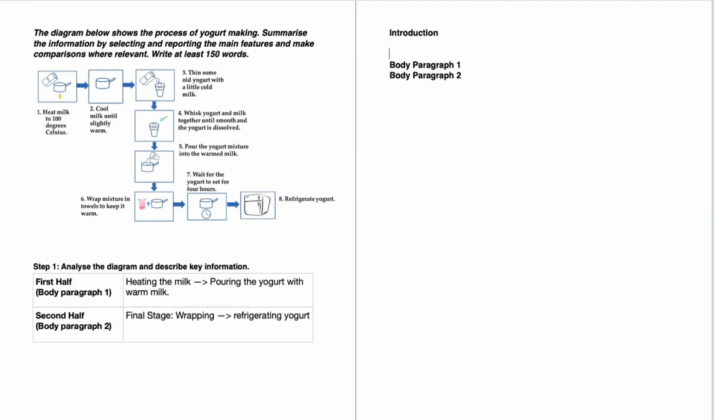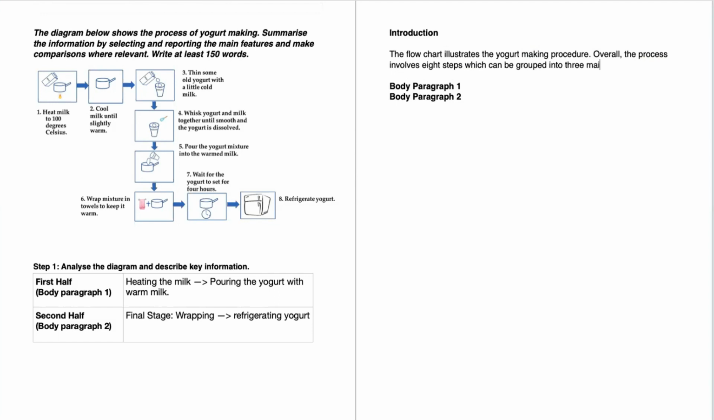So if you remember correctly, the first introduction paragraph is going to paraphrase the question, the task here that we see. So I'm going to start and I'm going to say, the flow chart illustrates the yogurt making procedure. Overall, the process involves 8 steps, which can be grouped into 3 main stages: preparing the milk, mixing the ingredients, and setting the yogurt. And let's just talk about this here.